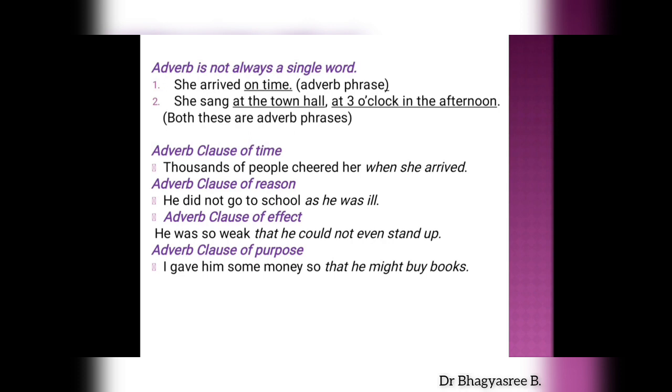Next is adverb clause of reason. He did not go to school as he was ill. So here also you can see the verb, that is was, that is auxiliary verb is here. So as he was ill is the adverb clause of reason. So that shows the reason.